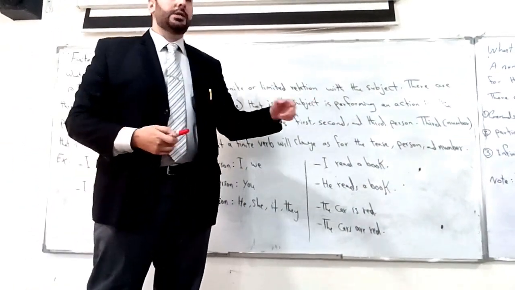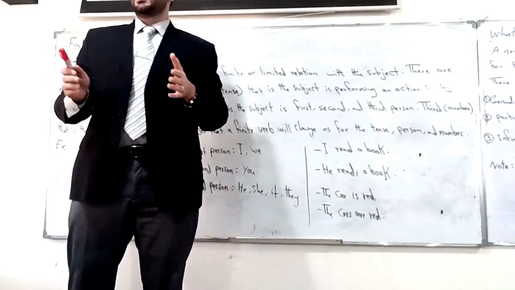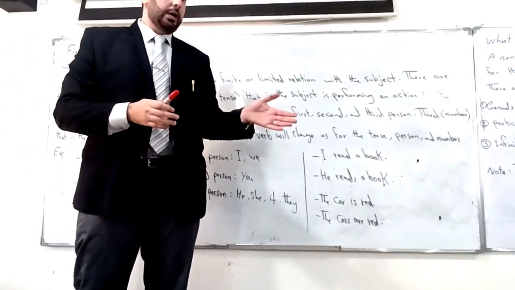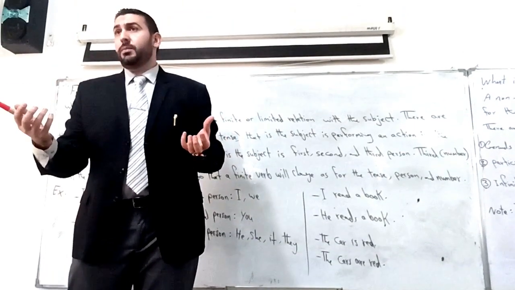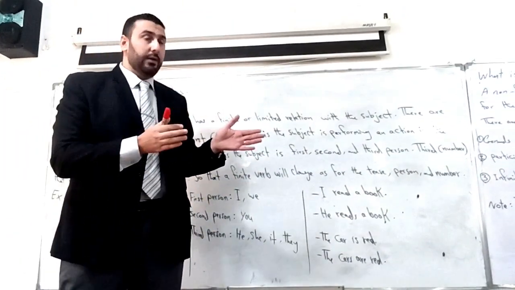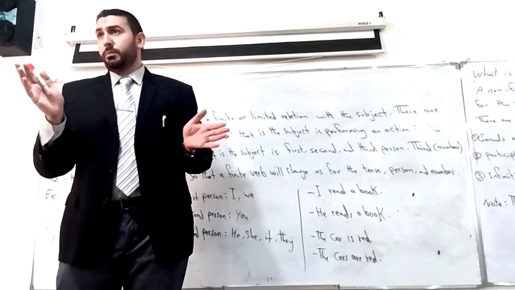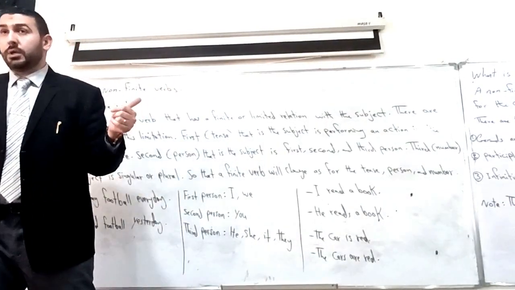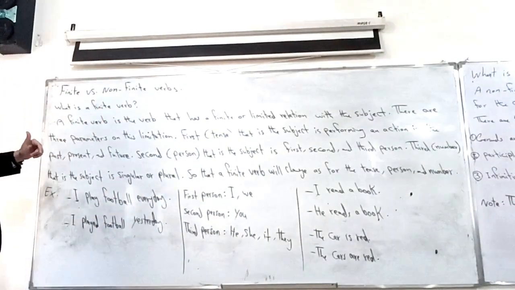The number. So it is different when the subject is singular or plural. So of course, the verb is going to be affected by what? By the subject, if it is singular or plural. So here we have two kinds. Either the subject is singular or plural, as you see.